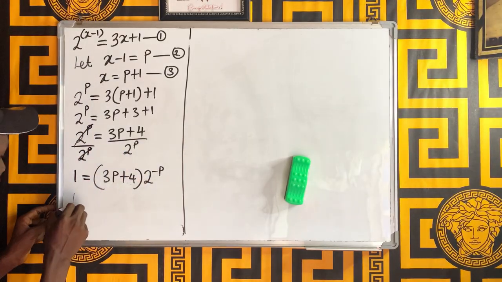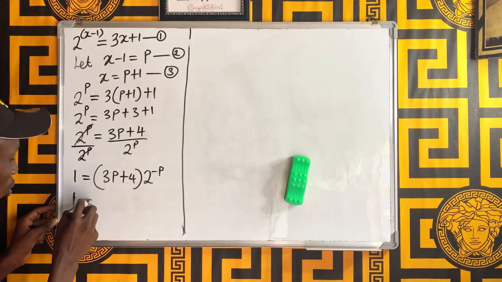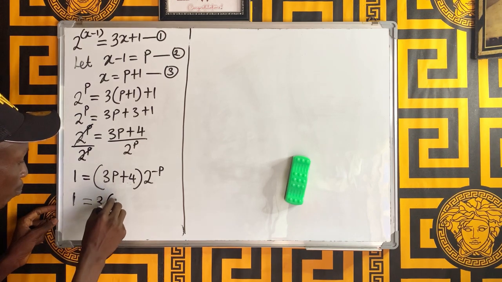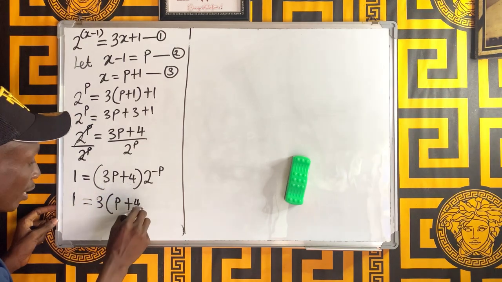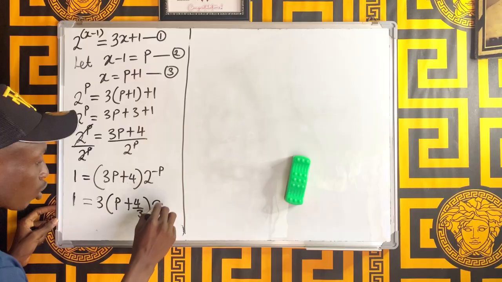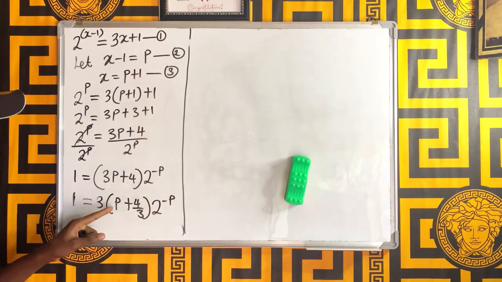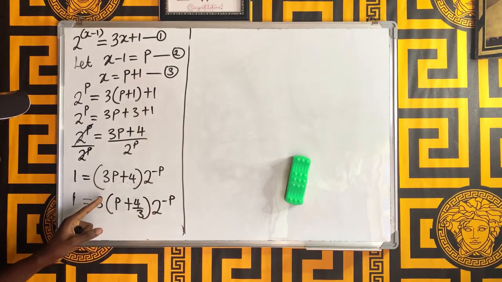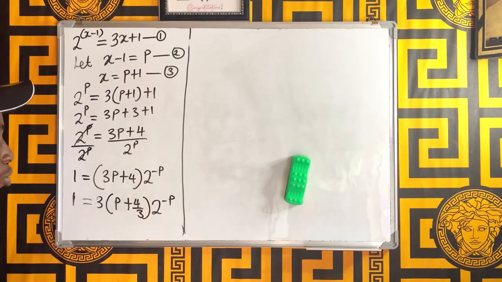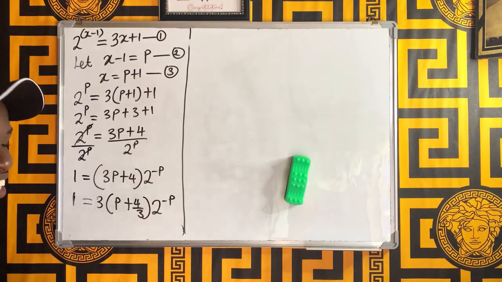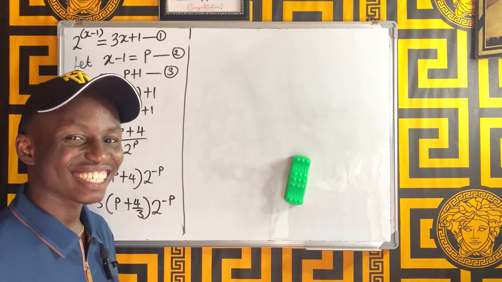Now I want to see that 1 is equal to 3 into p plus 4 divided by 3, then multiply by 2 raised to minus p. Because 3 multiplied by p is 3p, and 3 multiplied by 4 over 3 will give us 4, because 3 will cancel out 3, we are left with 4. Can you see how simple it is?